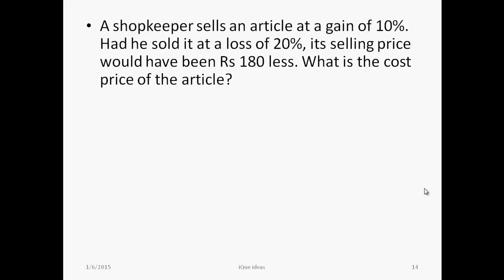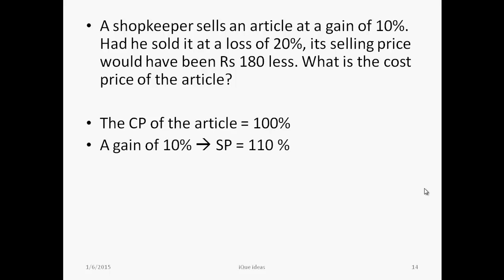Now let us say a shopkeeper sells an article at a gain of 10%. Had he sold it at a loss of 20%, the selling price would be rupees 180 less. So what is the cost price of the article? Now always remember, we take cost price of any article as 100%.